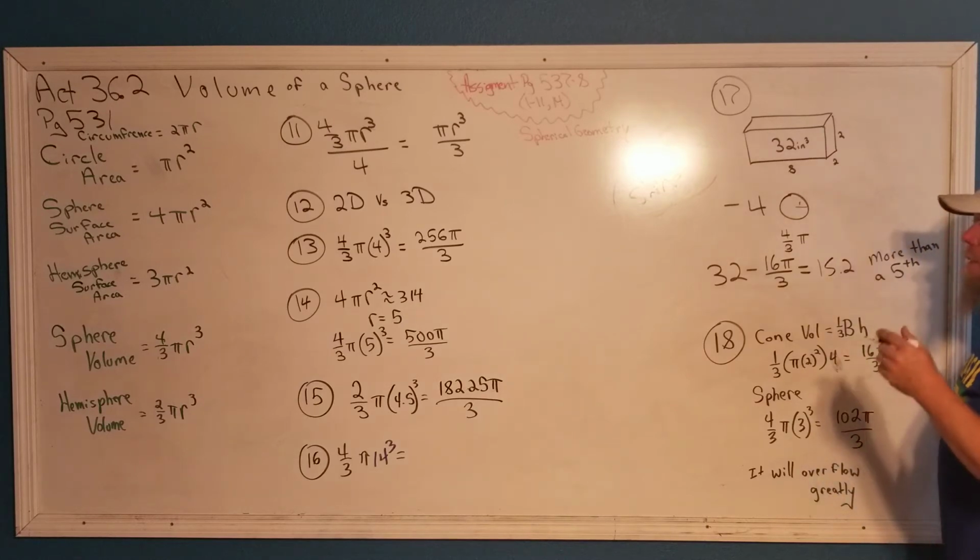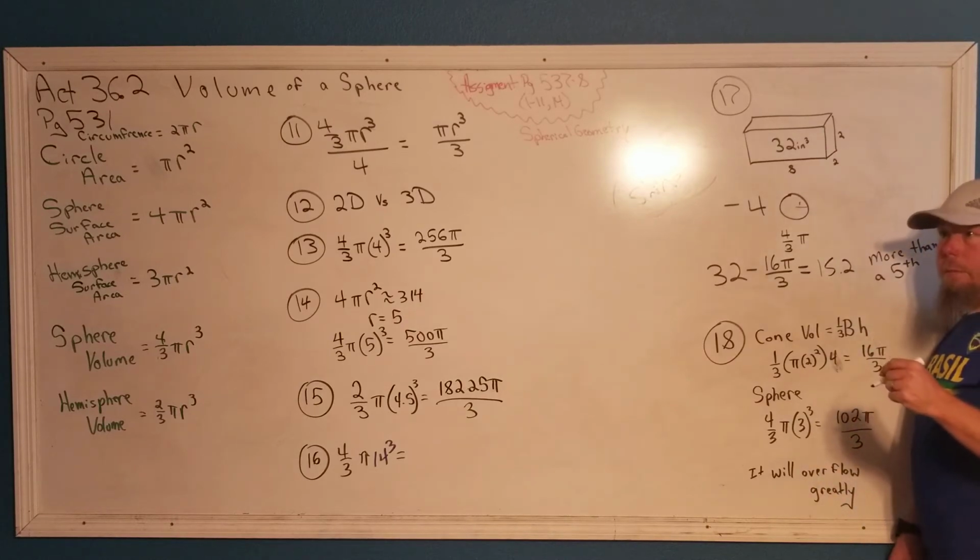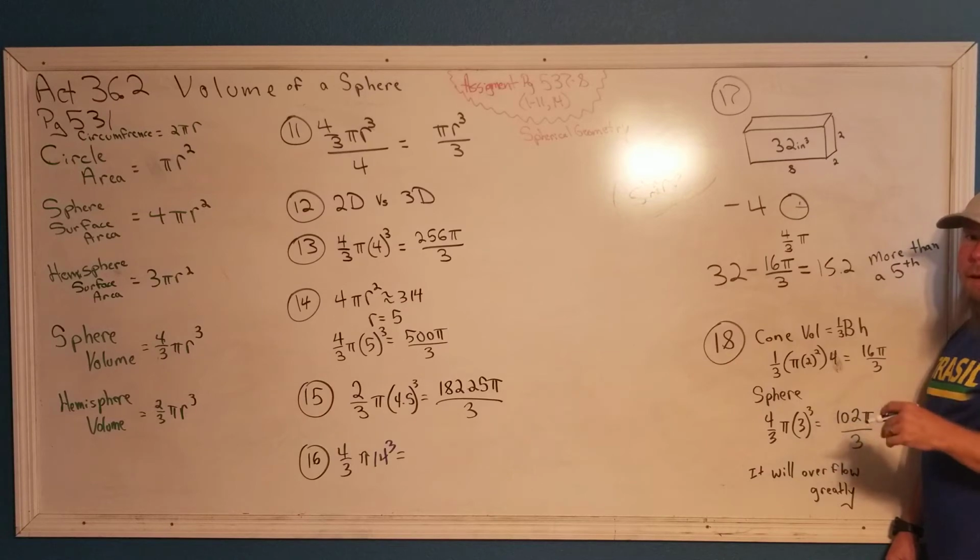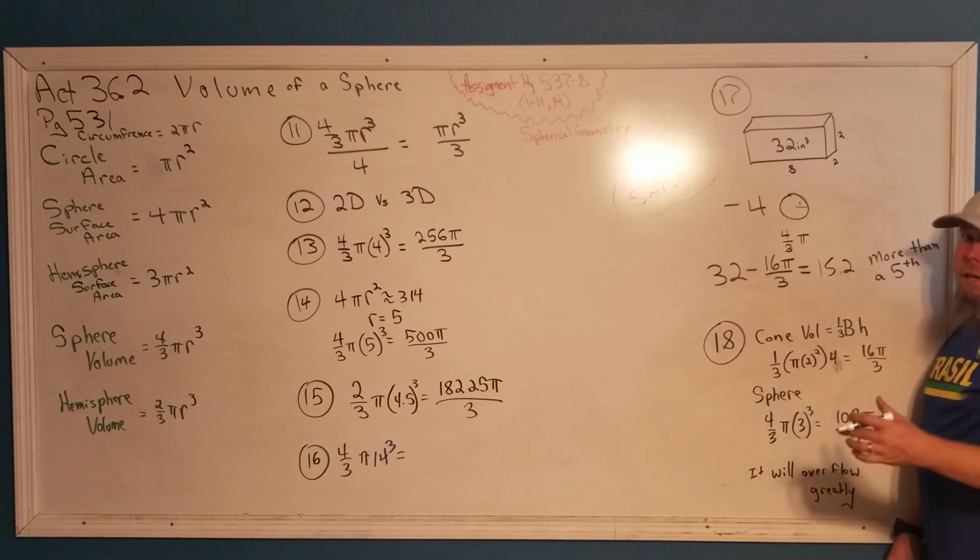It turns out that a sphere inside of a box really only takes up just over half of the volume of that box. So there's a lot of extra air, a lot of extra space.